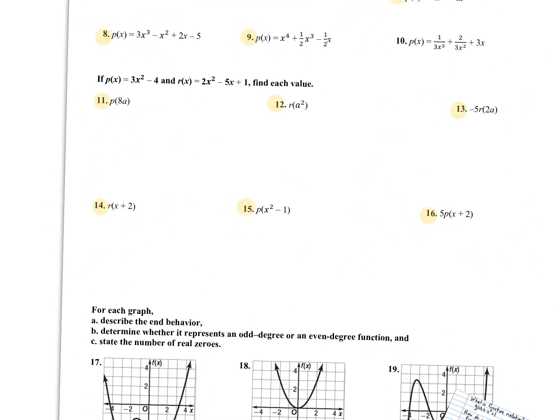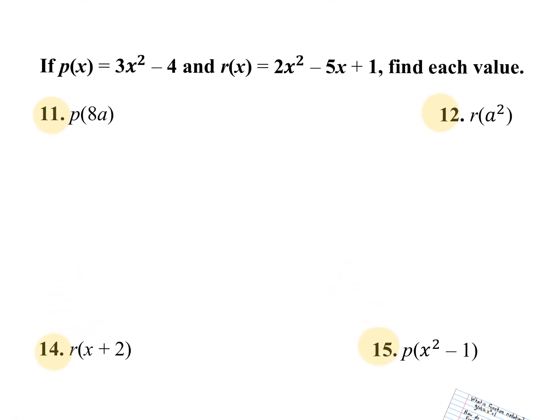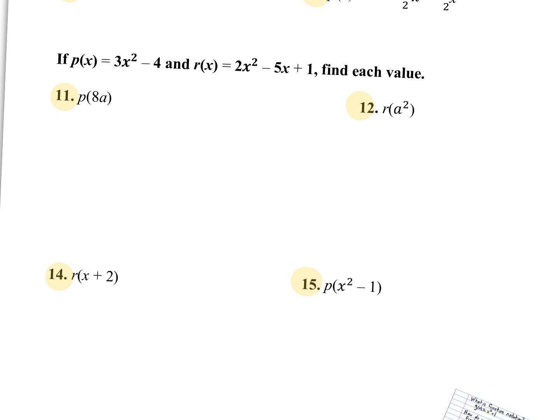we have some fun stuff, like right here in the middle portion of the worksheet. It says P of X is this, R of X is this. Again, P of X is just the name of this machine. R of X is just the name of this machine. So I could tell you find P of 8A. So you're going to actually plug in 8A right there, square it, then multiply it, and then put the minus 4 at the end. Or I could say go to the R function and plug in the A squared right in there and the A squared right in there and do the math, right? But you get the idea, right?